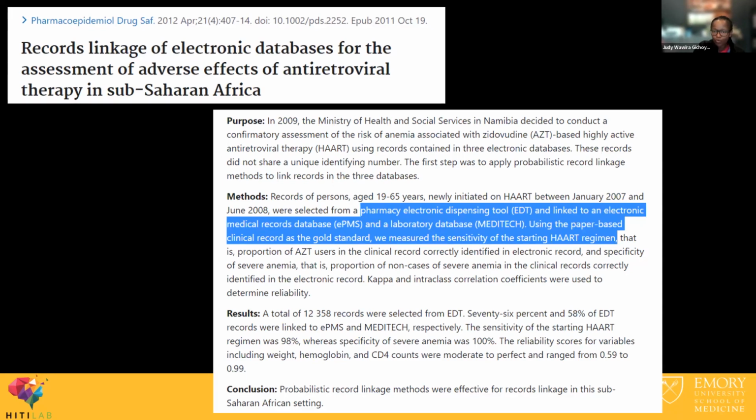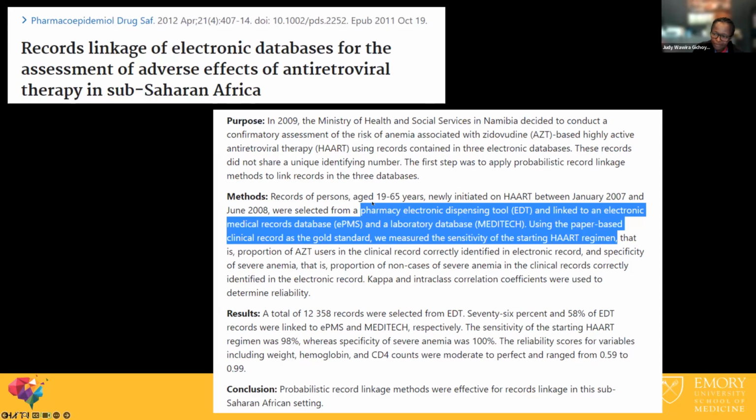And so in this work, this is a project that was done on linkage of electronic databases for the assessment of adverse effects of ART in sub-Saharan Africa. This was actually done in Namibia in 2009. And this was to do a confirmatory assessment of the risk of anemia associated with zidovudine-based HAART. It was going to come from 3 electronic databases, and they did not share a unique identifying number. And so their work was to do this linkage.